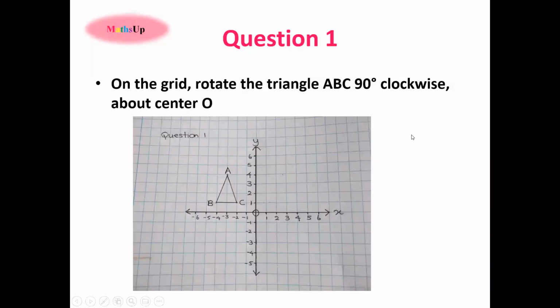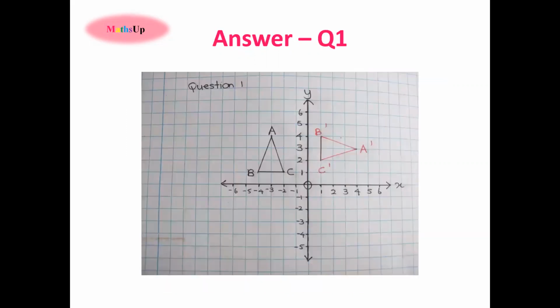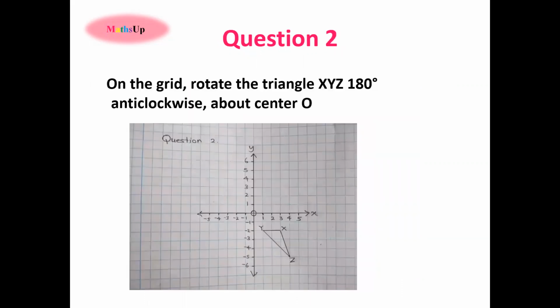So this is the question. I'll read it again. On the grid, rotate the triangle ABC 90 degrees clockwise about center O. After you rotate, this is the answer you got. We'll move to the second question.